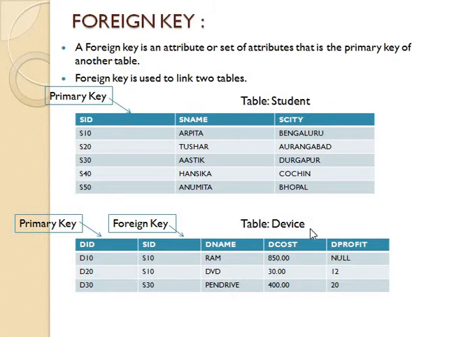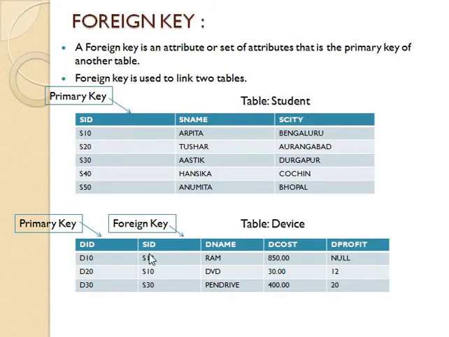Now let's try to find out which is the foreign key of the table device that will connect the table device with the table student. Now if you see the table device, in addition to the primary key column DID which exists in this table device, there is one more column called SID. But this SID column also exists in the table student as a primary key column.